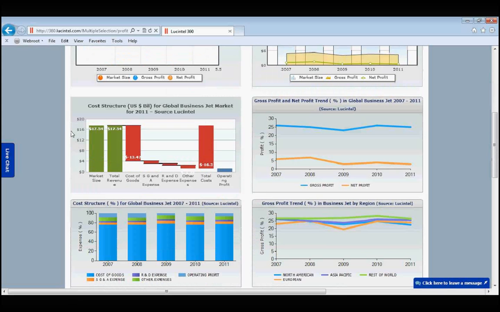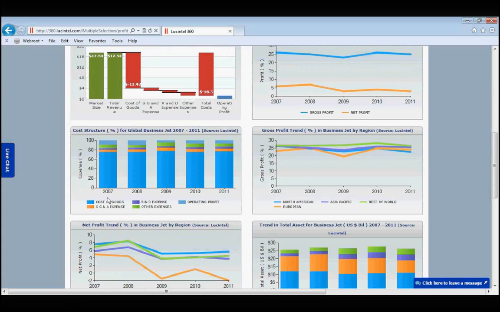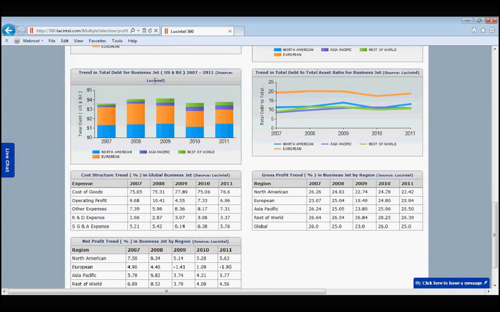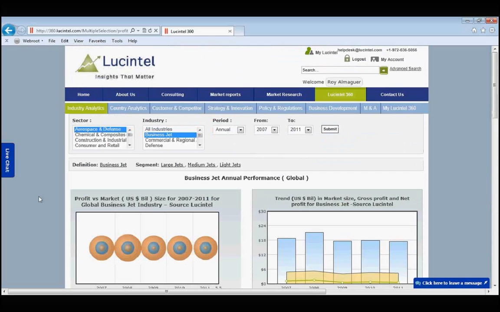This information here in terms of cost structure will lay it all out before you. It'll give you what the market size is, total revenue, cost of goods, what the expenses are, the total cost, and operating profit. It'll give you the cost structure here, what the net profit trends are, the total debt for business jet, and then the raw information that we supply here. So I think you're starting to understand the functionality of this particular tool. I will not go over the rest of this information, but simply quickly highlight on this.